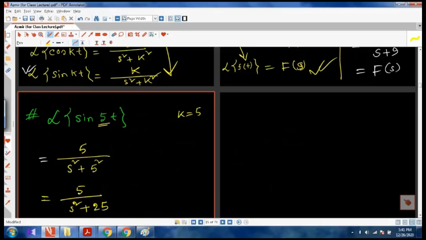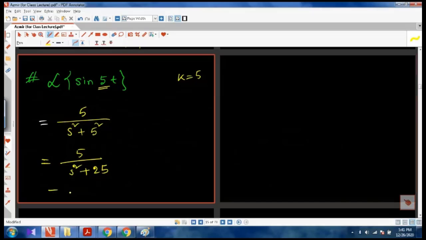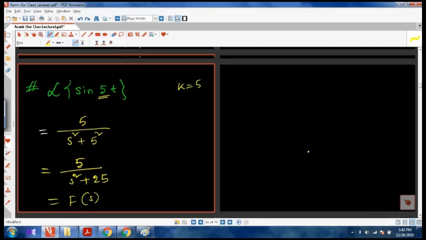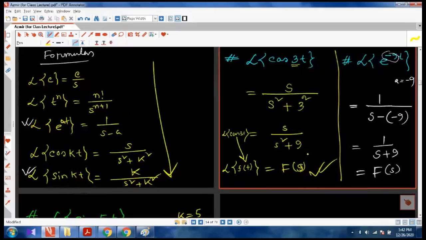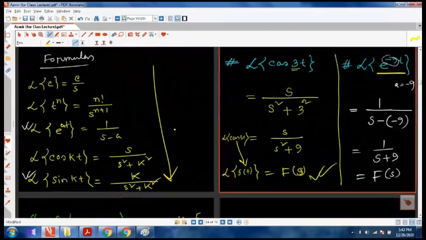So I hope you have understood up to this part. So this is our capital F of s, because here we have a function of the s variable. So now let's move to the complicated problems. Whatever problems we have solved here, the Laplace transform of cosine 3t, of e to the power minus 9t, and of sine 5t, these three problems can be solved directly by these formulas.